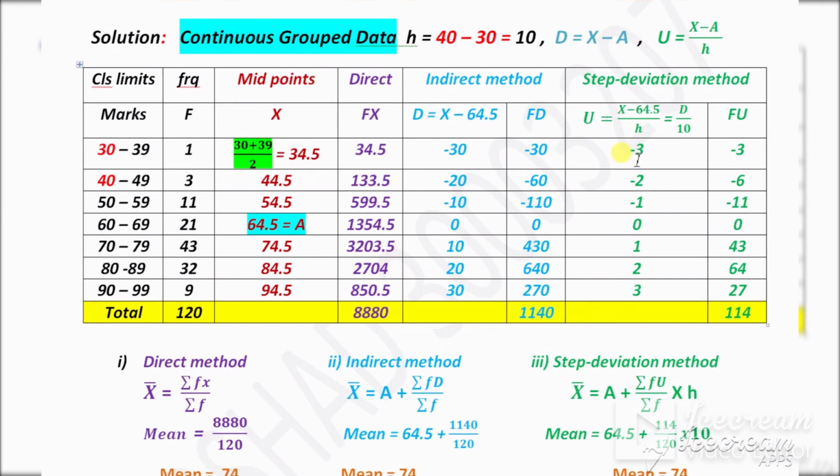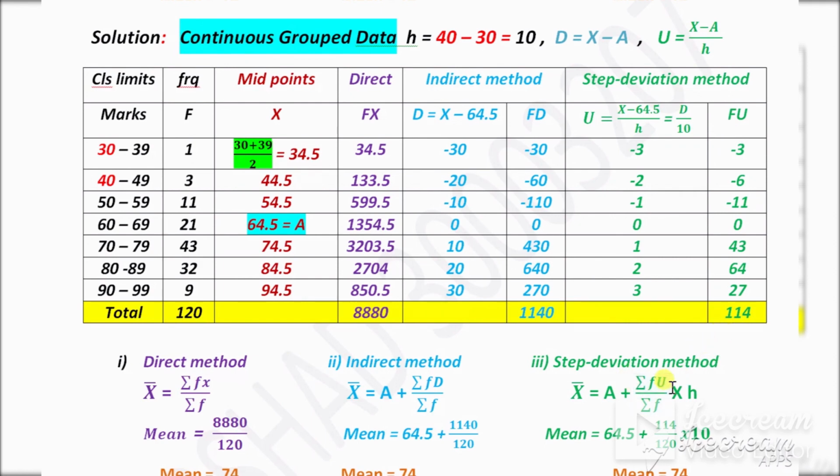Now it is u, but we need fu according to the formula, summation fu. So this u multiply with f. So 1 time minus 3 is minus 3. 3 times minus 2 is minus 6, minus 1 time 11 is minus 11, 0 time any number is 0, 1 time 43 is 43, 2 times 32 is 64, 3 times 9 is 27. Now add up these, the sum of fu. So summation fu is 114.